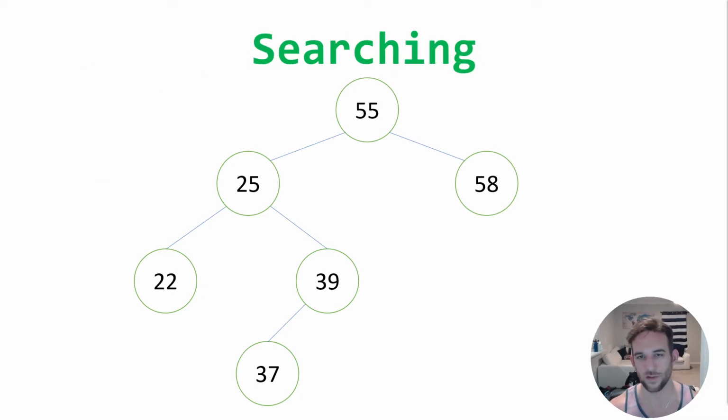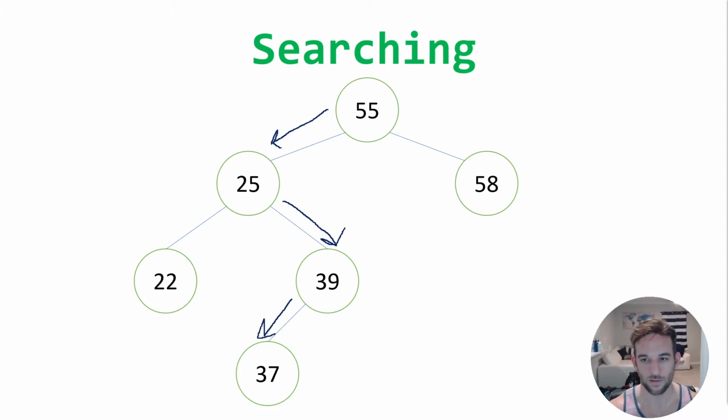searching. Okay. So here's an example BST, the same one, and we're going to search for something. So let's say we want to search for the node 37. Okay. So what are we going to do? Well, you start at the root node. Okay. Always start at the root node. Is 37 less than or greater than 55? Well, it's less than, so we go to its left child. Is 37 less than or greater than 25? Well, it's greater than, so we go to its right child. And is 37 less than or greater than 39? Well, it's less than, so we go to the left child. And we found 37, okay?